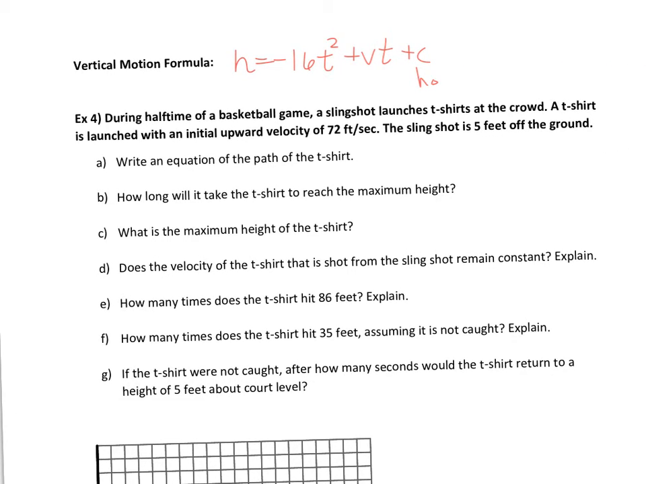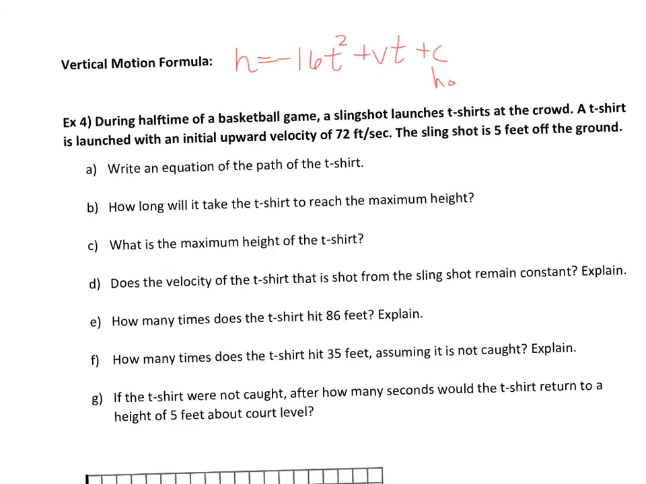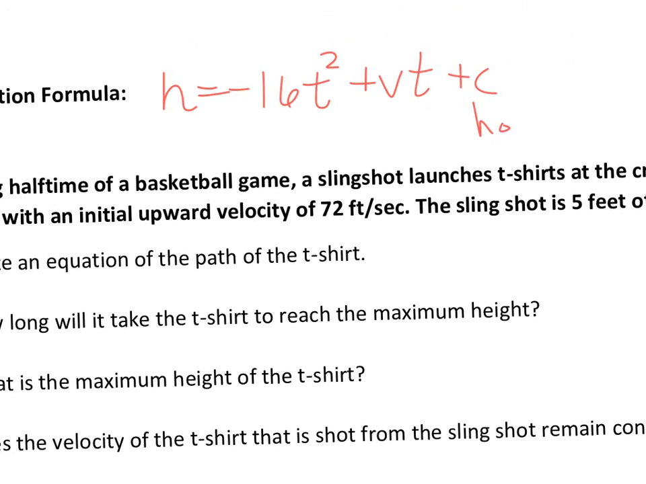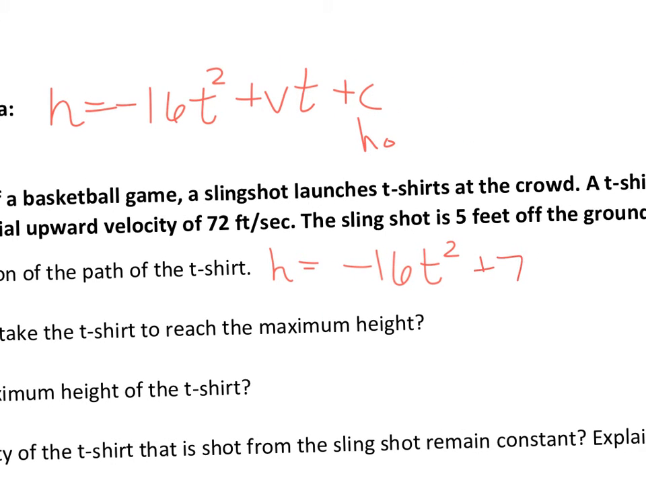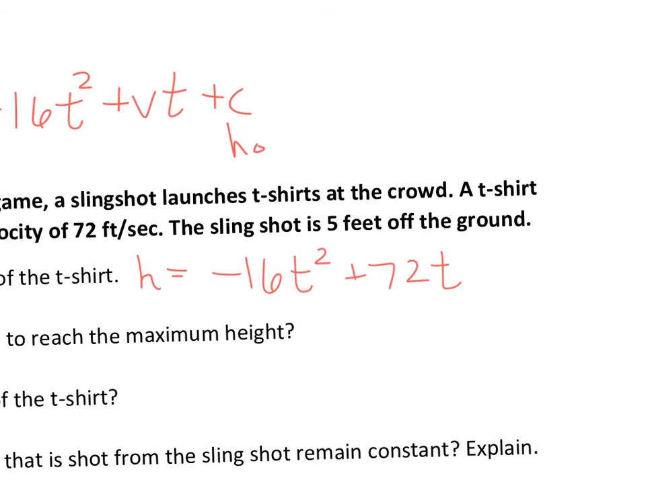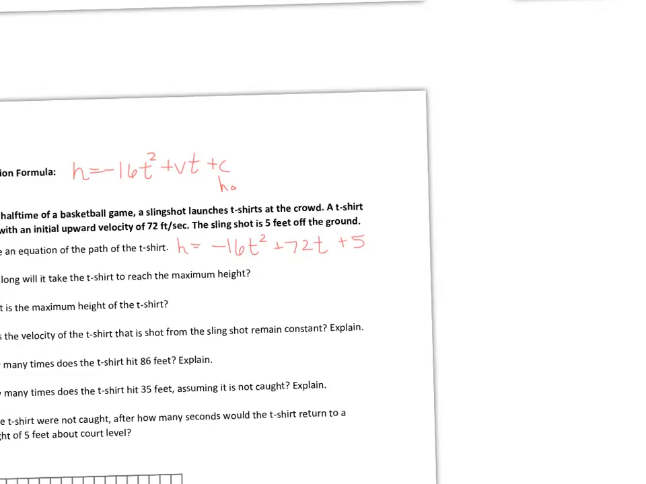A t-shirt is launched with an initial upward velocity of 72 feet per second from a slingshot that is 5 feet off the ground. Write an equation for the path of the t-shirt. When they're asking you to write an equation, we don't have a finishing height yet. So we're just going to leave h equals -16t squared. My velocity was 72, and my starting height was 5 feet.